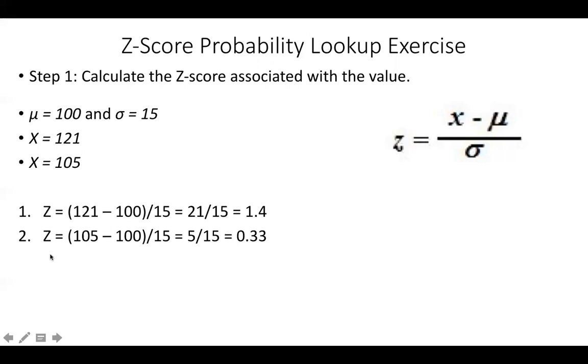I do this for my second value here, 105. So in my numerator, it's 105 minus 100 divided by 15, or 105 minus 100 is 5 divided by 15, and that is 0.33. And I just rounded that to 2 decimal points for ease.